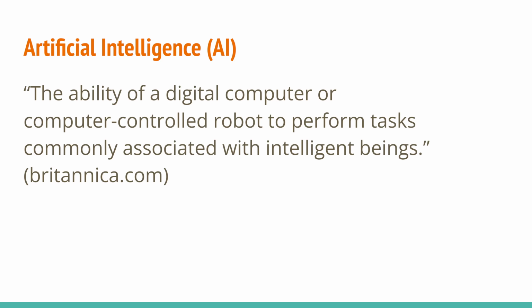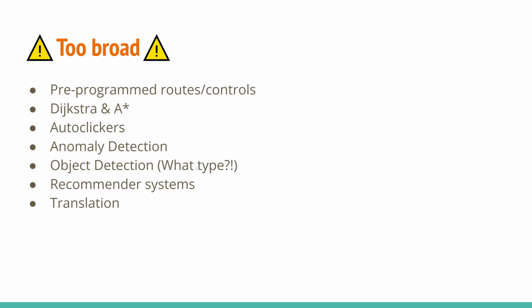So let's talk about how broad this definition is. It can be in regards to pre-programmed routes or controls for a robot or something in your computer, which is mimicking human behavior, but it's pre-programmed. It's hard-coded. So that's not real AI in the sense that you think of it now. Simple algorithms like Dijkstra and A-star for doing graph traversal are technically an AI system, but it's not AI in the sense that you think it is. Same thing with auto clickers. That's a pretty simple application to make, but it's technically AI.